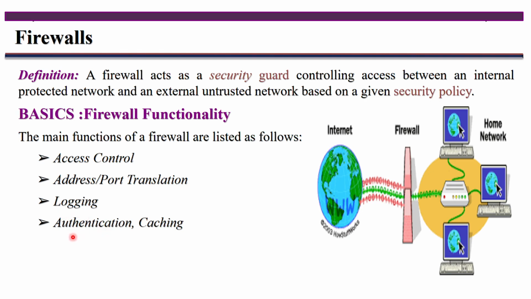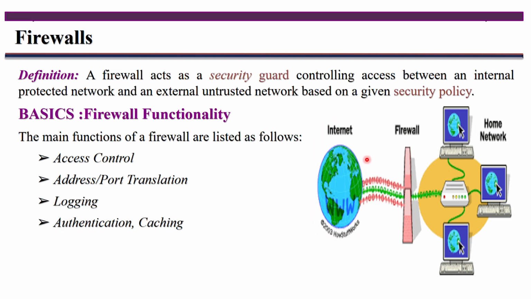Next is authentication and caching. Authentication means, as I told earlier, if you want to communicate, first you have to establish a connection between the networks. For establishing the connection, you can use two types of protocols: the TCP protocol or the UDP protocol. TCP is for connection-oriented networks and UDP is for connectionless networks. The connection that is established first, we call the authentication process. What does authentication process mean?